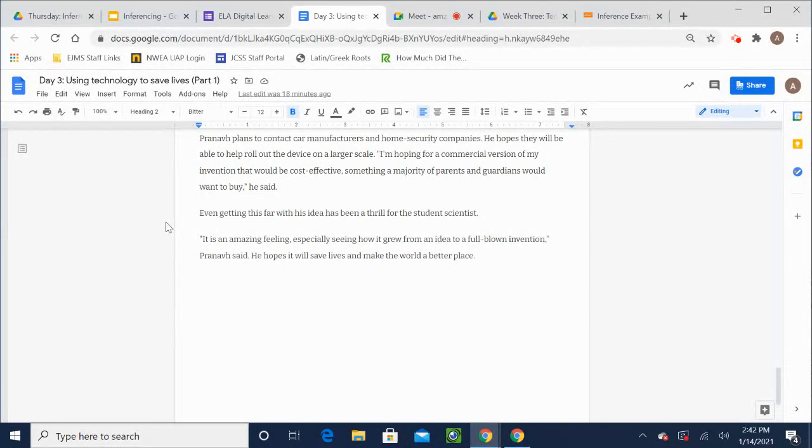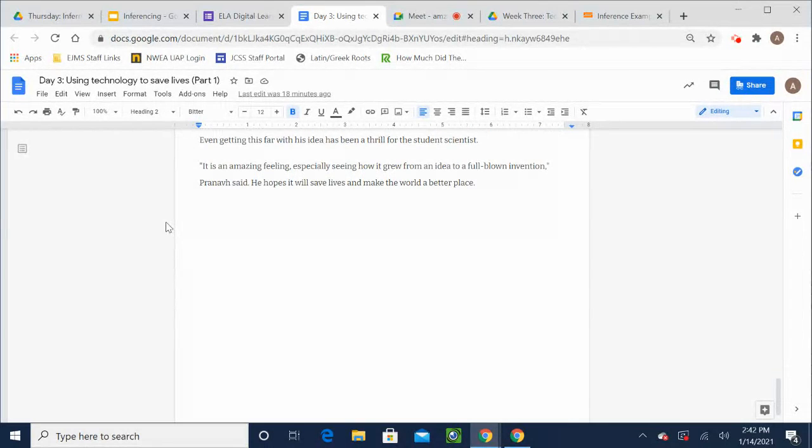"I'm hoping for a commercial version of my invention that would be cost-effective, something a majority of parents and guardians would want to buy," he said. Even getting this far with his idea has been a thrill for the student scientist. "It is an amazing feeling, especially seeing how it grew from an idea to a full-blown invention," Pranav said. He hopes it will save lives and make the world a better place.